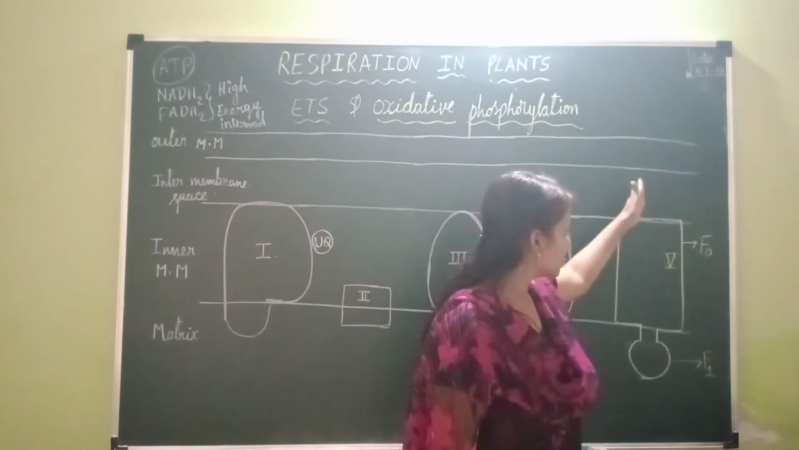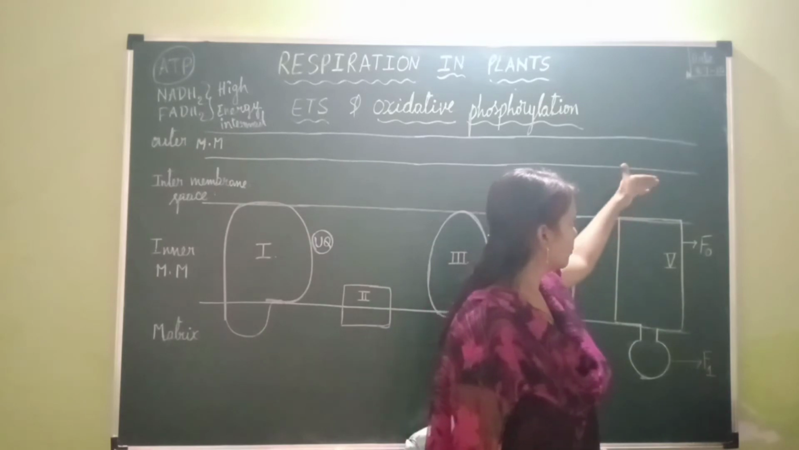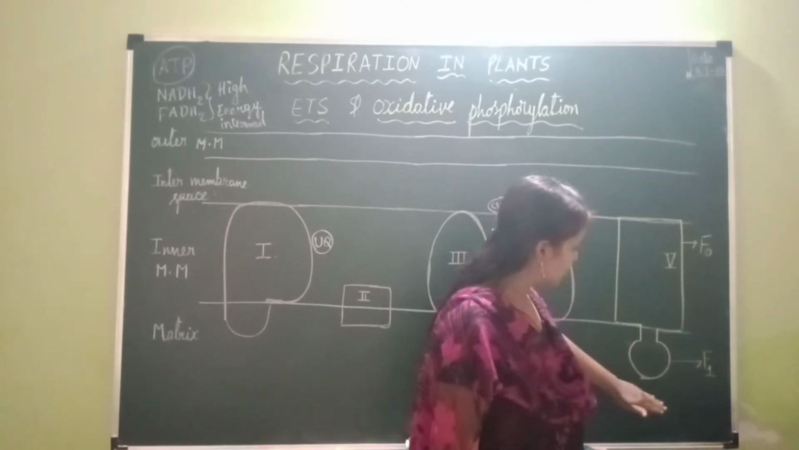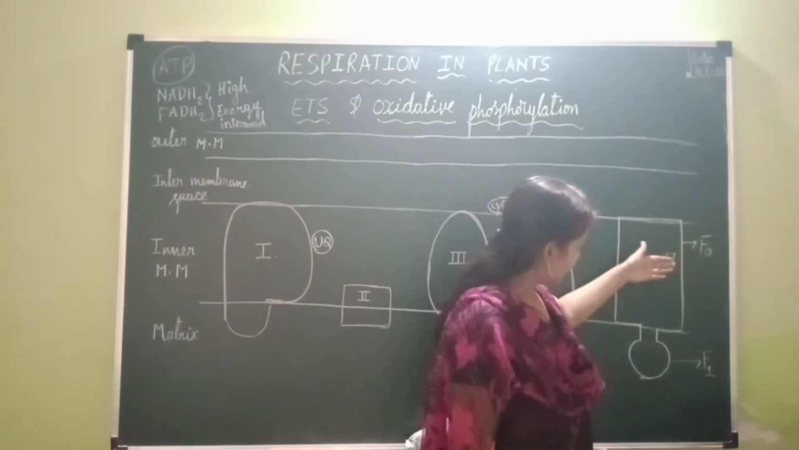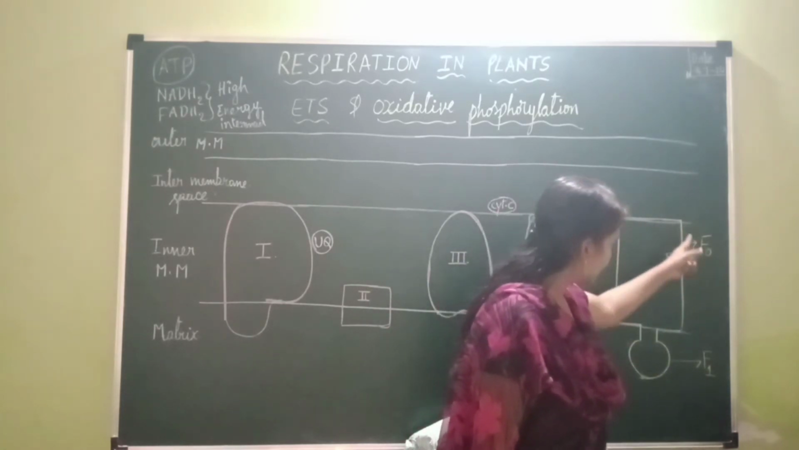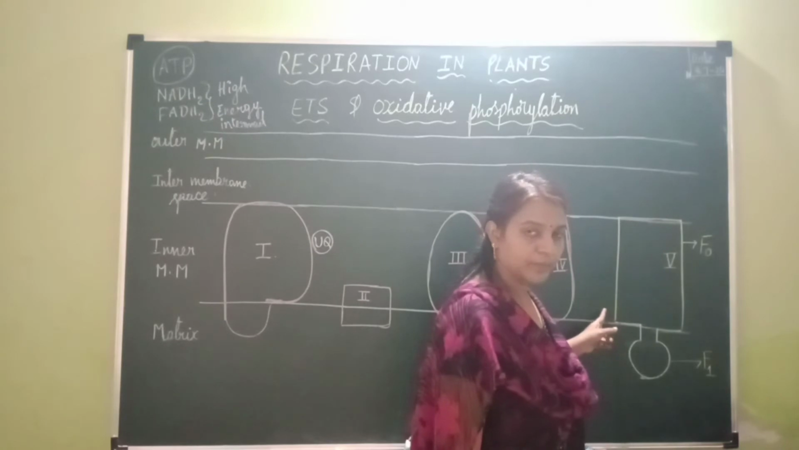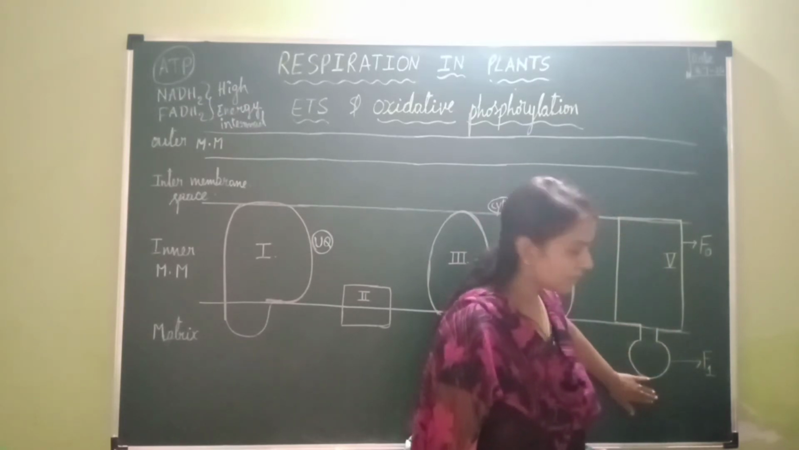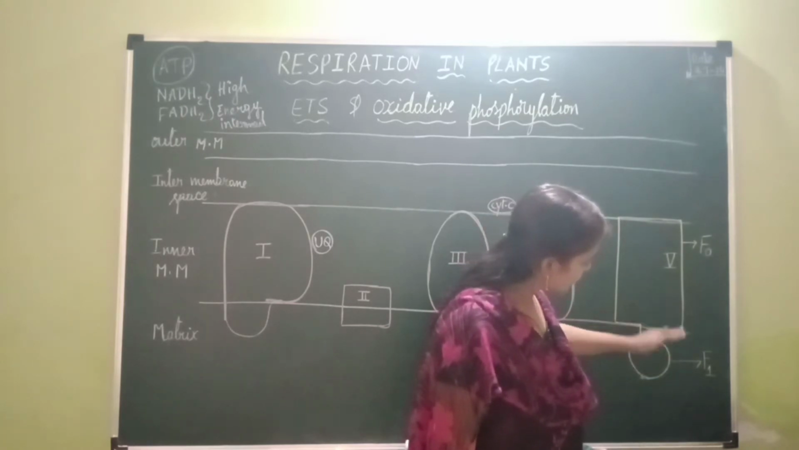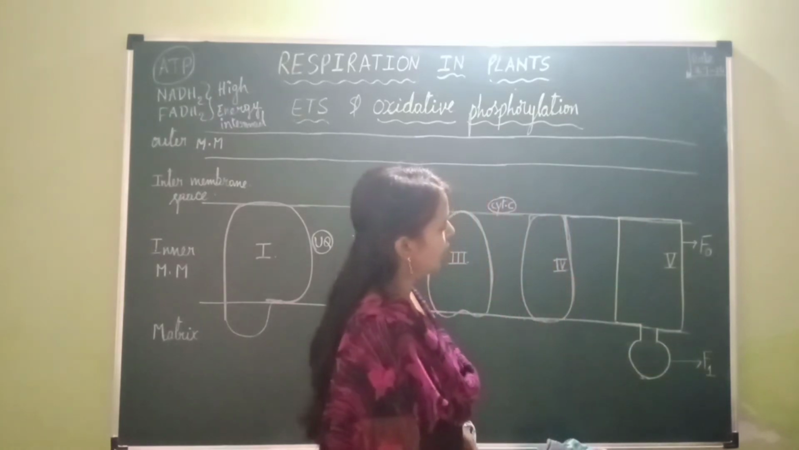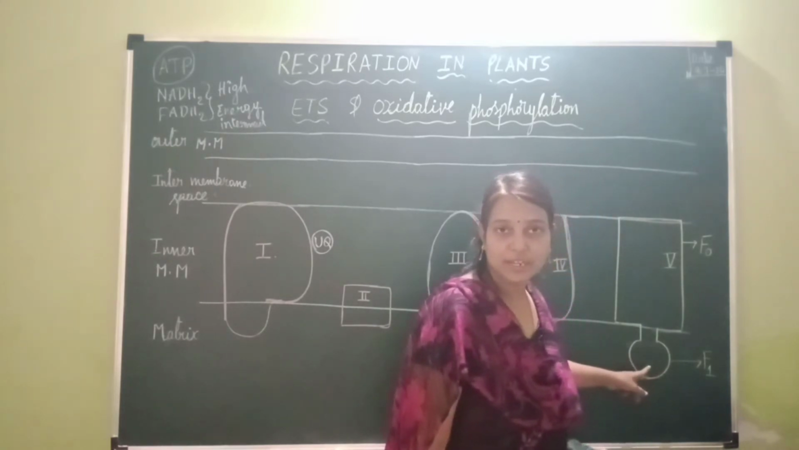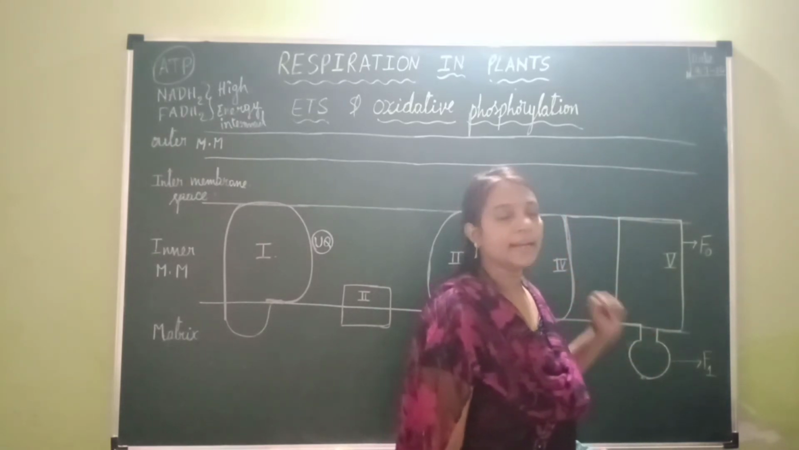The F0 particle provides a transmembrane channel for the transport of protons from the intermembrane space towards the F1 particle, that is, towards the matrix. The F0 particle is embedded in the inner mitochondrial membrane, whereas the F1 particle, called the headpiece, protrudes towards the matrix. The F1 particle consists of the catalytic site required for the synthesis of ATP.